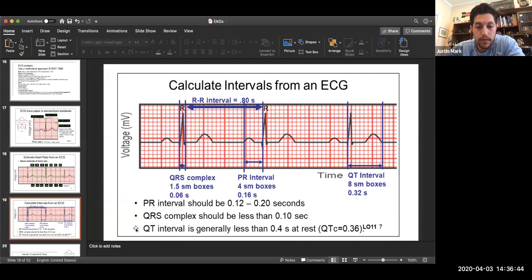And then the QT interval should be somewhere around 0.4, maybe a lot less, or not a lot less, but it could be less when we calculate the corrected QT. We'll see that, okay?